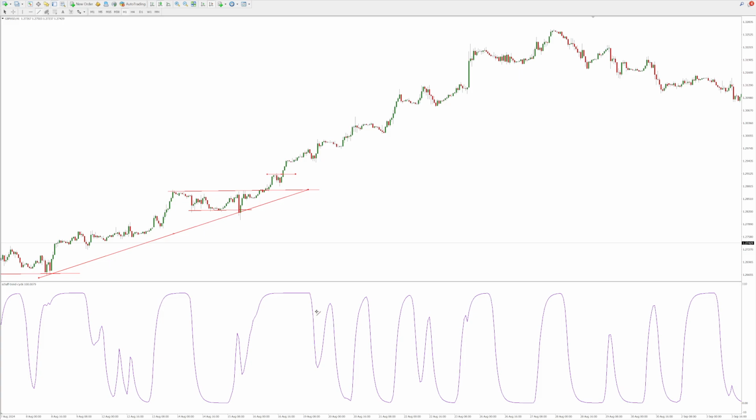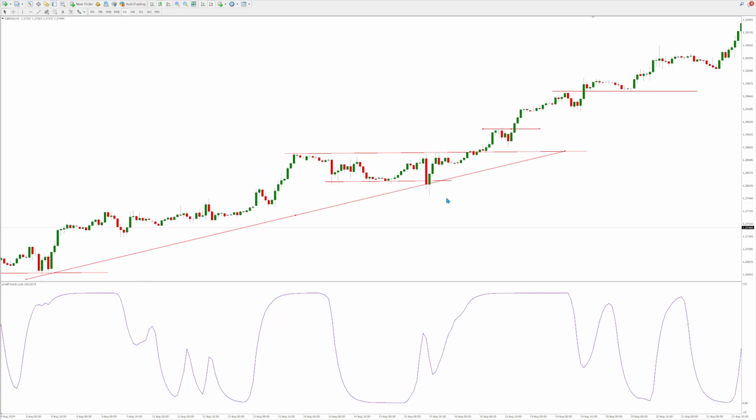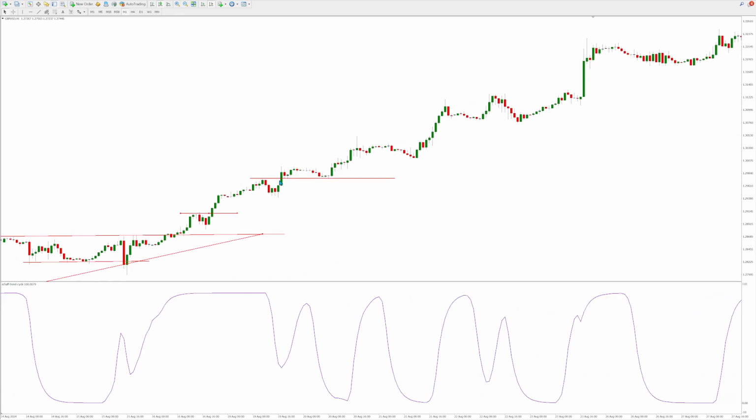So just wait for the Schaff Trend Cycle Indicator to drop as it does there. That shows you that there's been a pullback, and you can just trade the breakout there, as you can see. Zoom in for you. Breakout there, pullback, breakout. That resistance then becomes support.